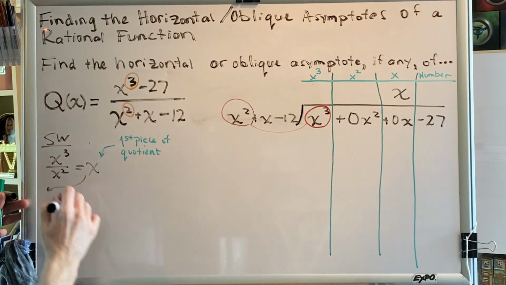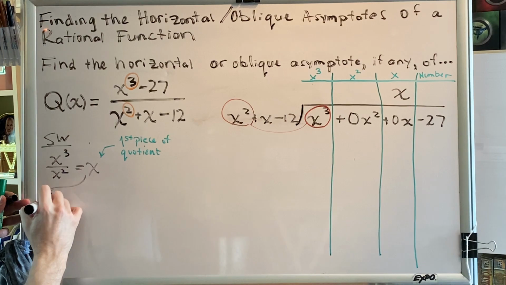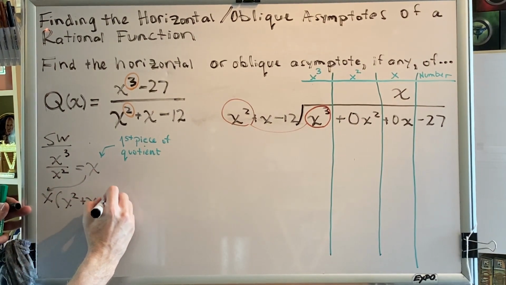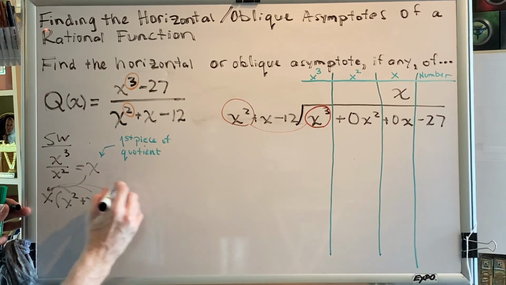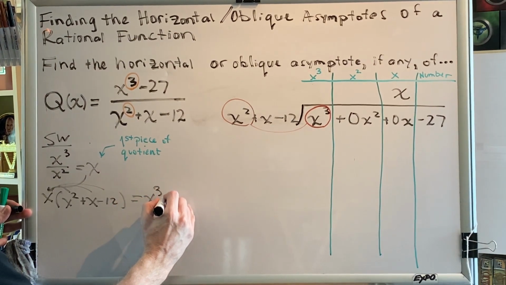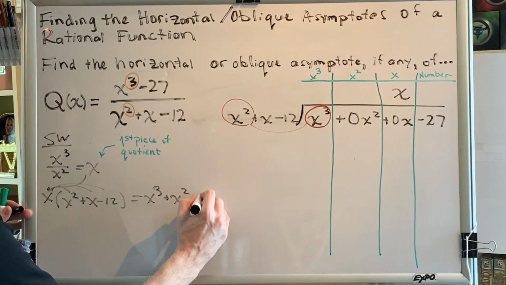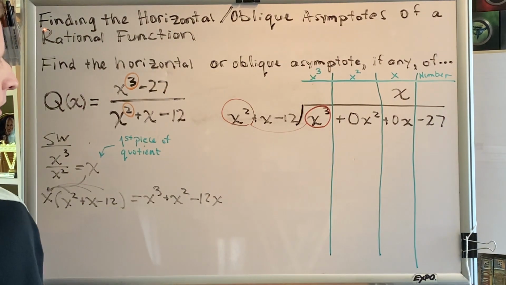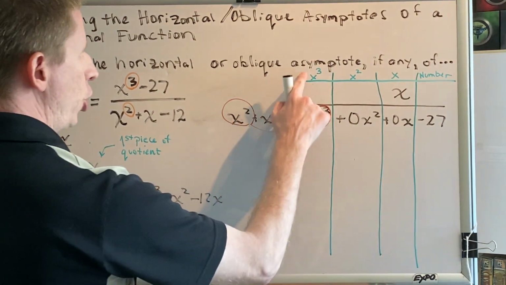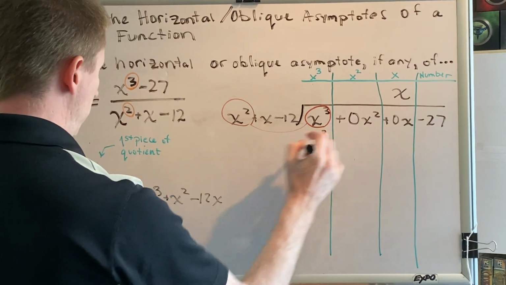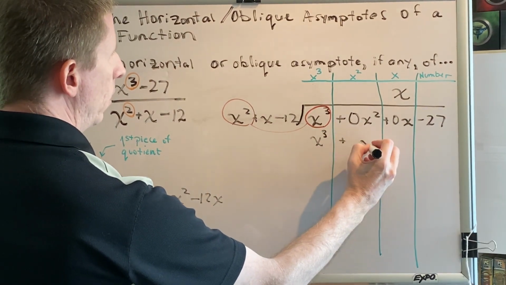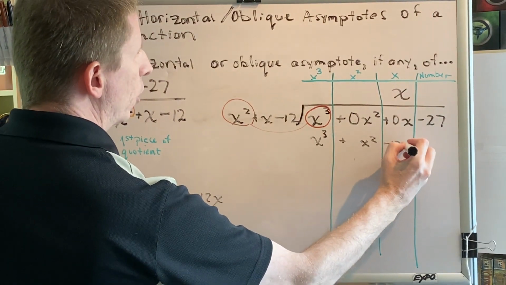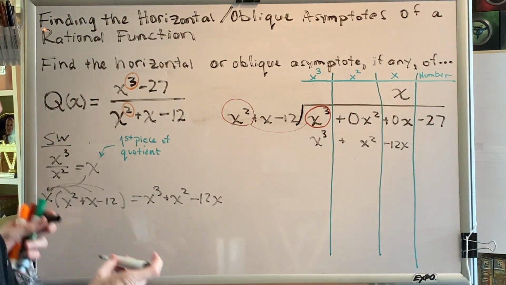Next, take the newest piece of your quotient and multiply it by your entire denominator. Using the distributive property, this will give us x cubed plus x squared minus 12x, which is placed beneath the dividend in the appropriate columns. So the x cubed goes in the x cubed column, the x squared goes in the x squared column, and the minus 12x goes in the x column.